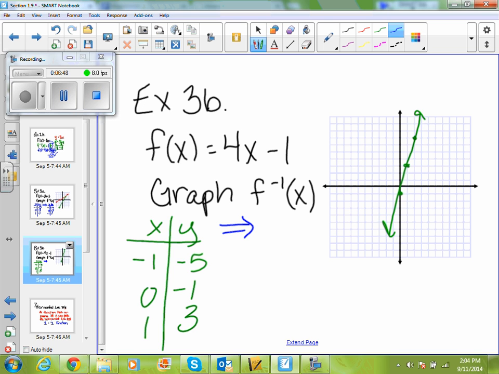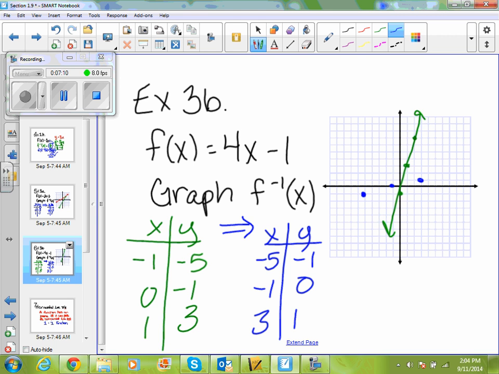So then if we translate those for my inverse function, I end up with negative 5, negative 1, negative 1, 0, and 3, 1. So my inverse function would be in the blue. So f inverse of x and f of x.